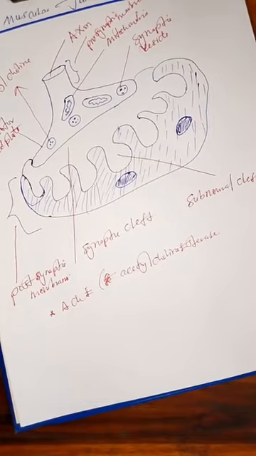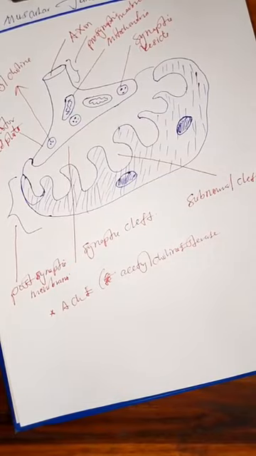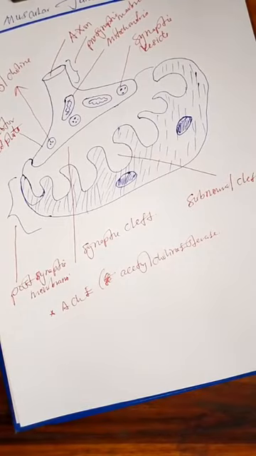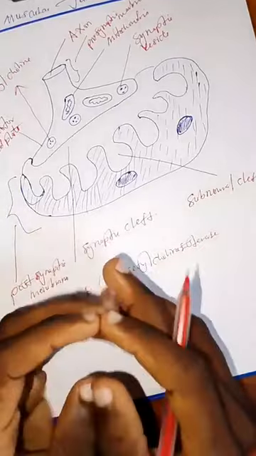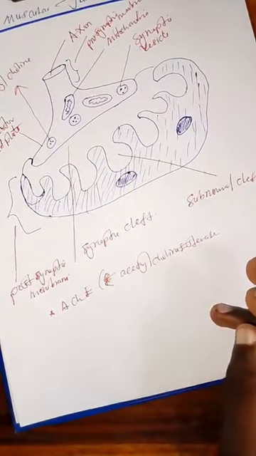Then on the postsynaptic membrane, we have the receptors. When acetylcholine is released from the presynaptic membrane on the motor end plate of the bulb, it will bind to certain receptors on the postsynaptic membrane, and these receptors we are calling the nicotinic acetylcholine receptors.